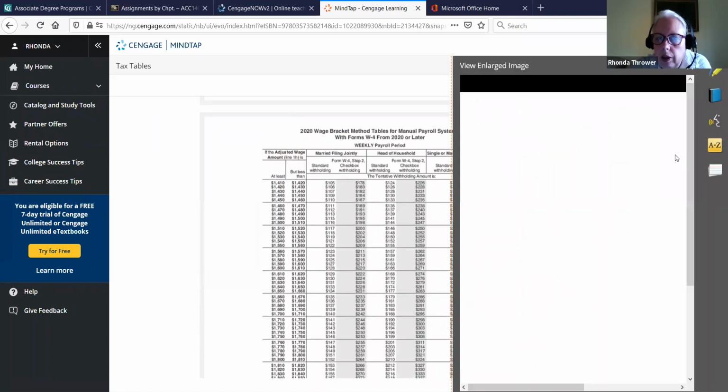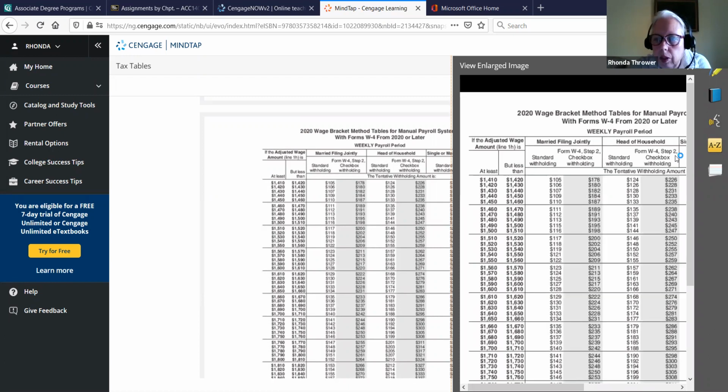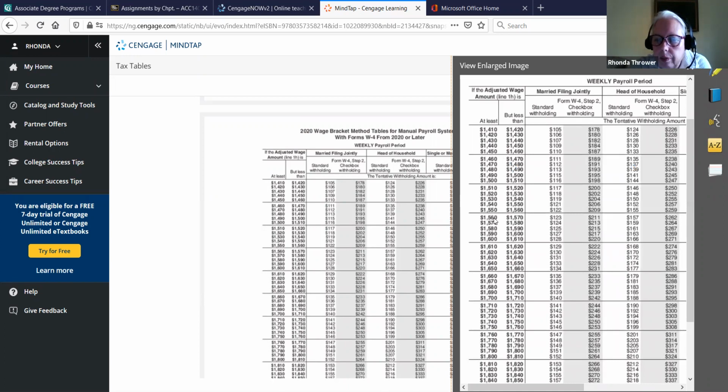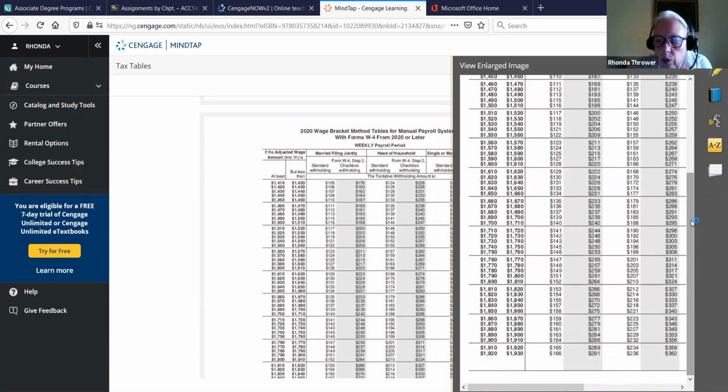I'm going to enlarge it so I can see what we're doing. And I'm going to look for at least the salary was $1,900. So the salary is $1,900. You see there's one right here with $1,900 on it, but it's better to get more taxes withheld for the employees so that they can get a refund if they need one.